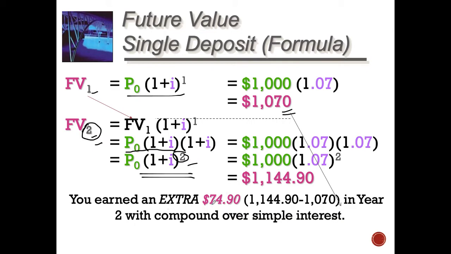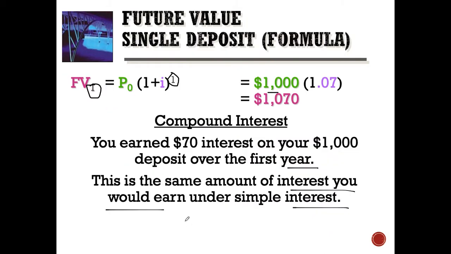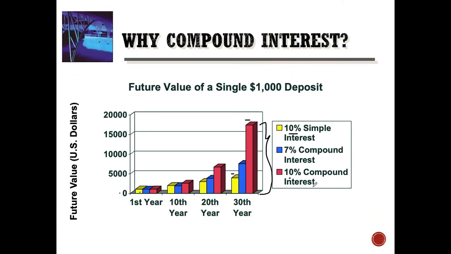So you earn an extra $74.90 in year 2 with compound over simple interest. So that's why compound interest is much higher.